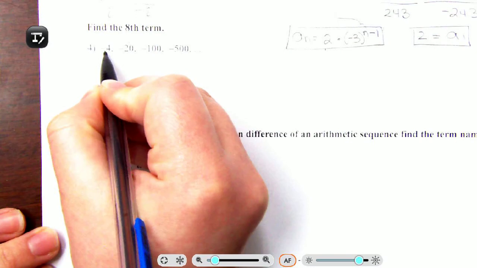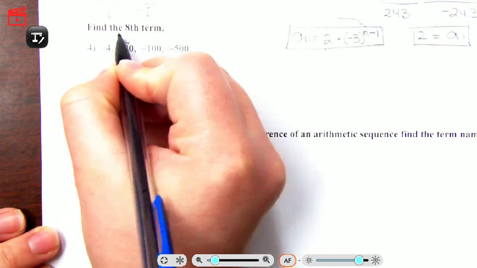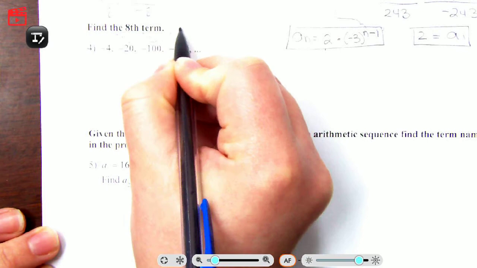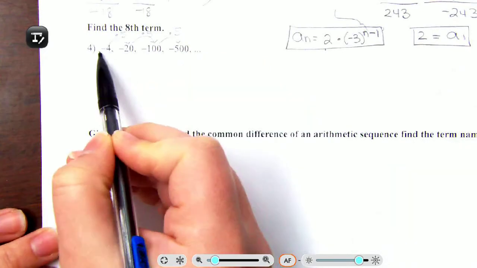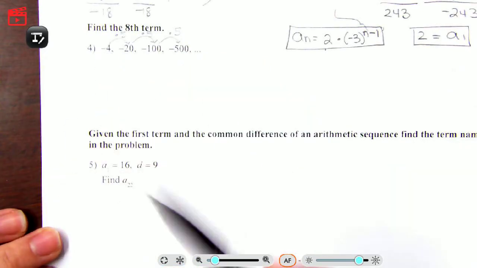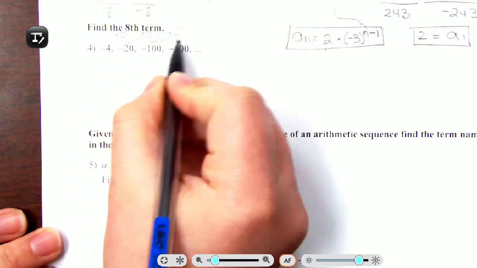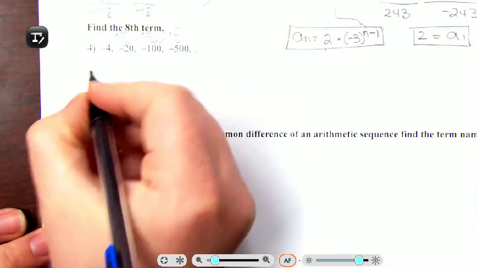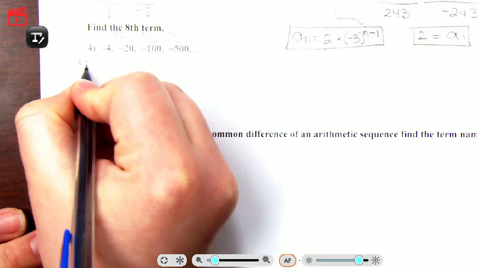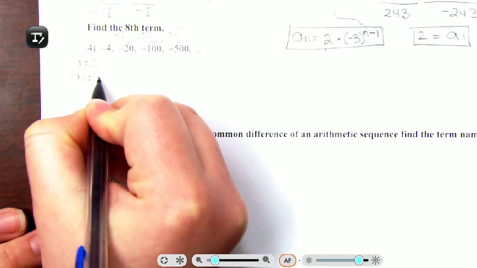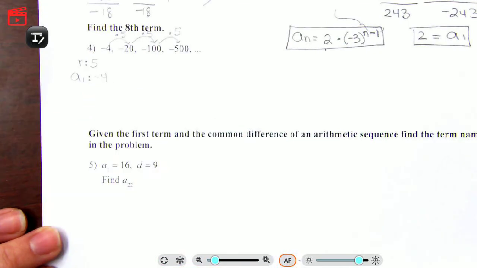For example, I notice that from 4 to 20, I'm going to multiply by 5. 20 times 5 is 100. And 100 times 5 is 500. And of course, all of these terms are negative. So I can see that I multiply every single jump. That means I have a common ratio, and my common ratio is 5. I know what a sub 1 is. My first term in the sequence is negative 4.